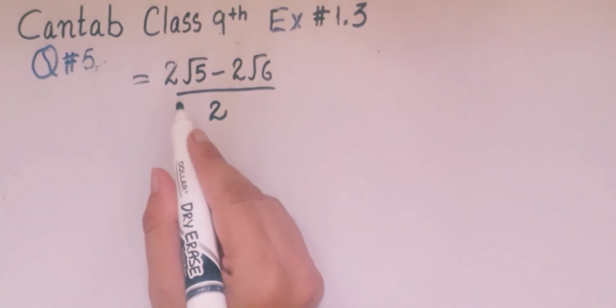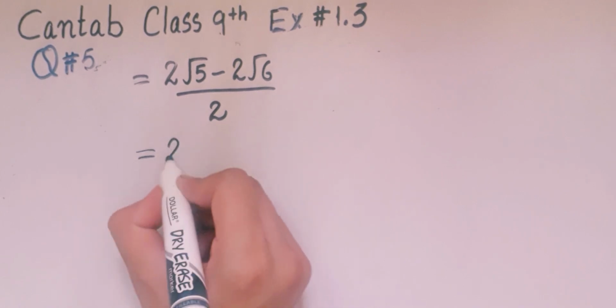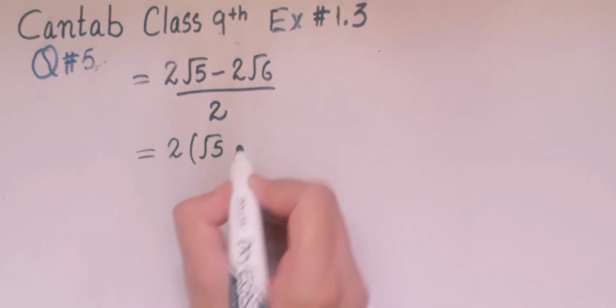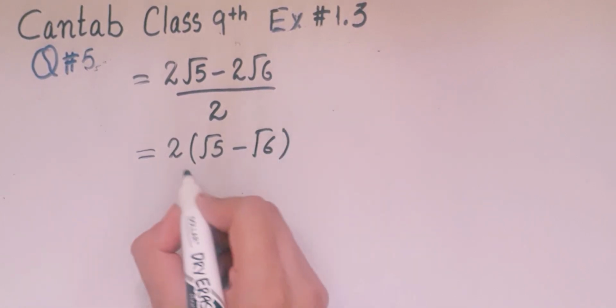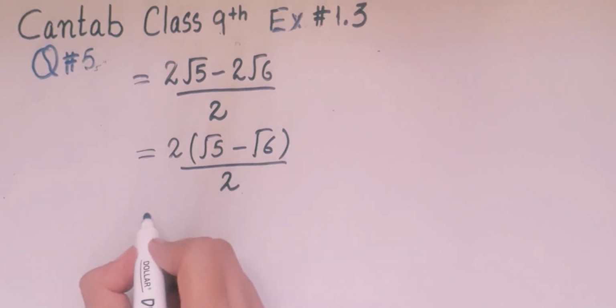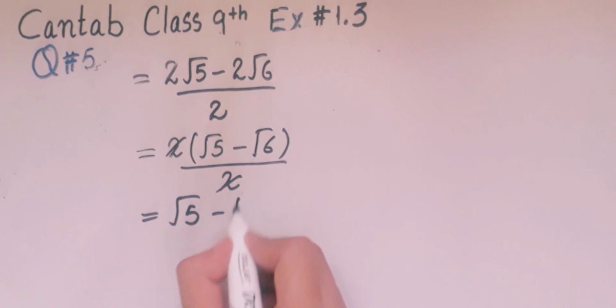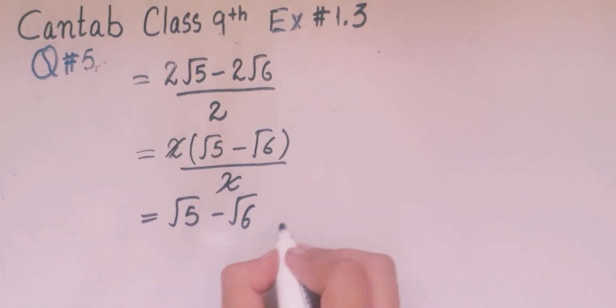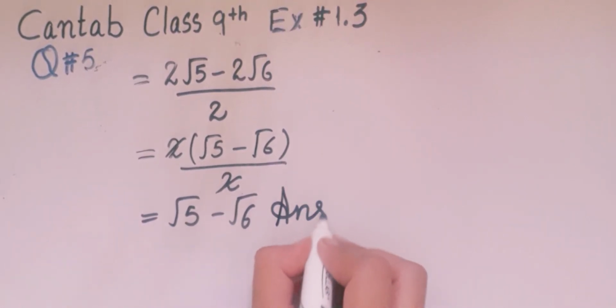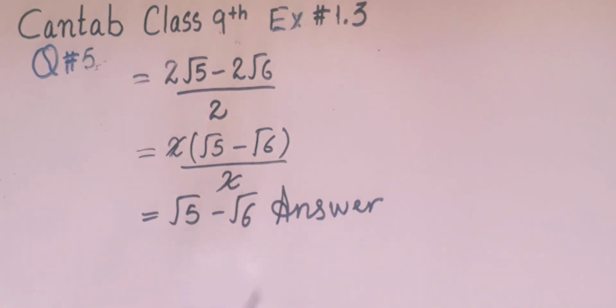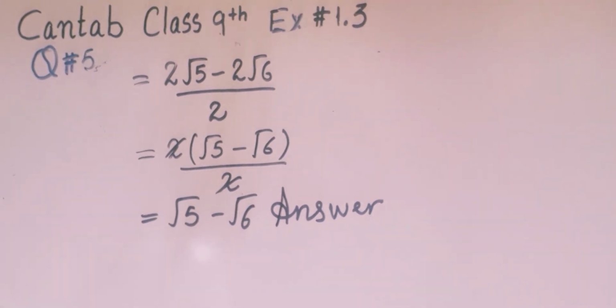Now we will take 2 as common. Square root of 5 minus square root of 6 by 2. So this 2 will be cancelled by this and we have square root of 5 minus square root of 6, the answer of this question. I hope you understand this. Now we will do the next part.